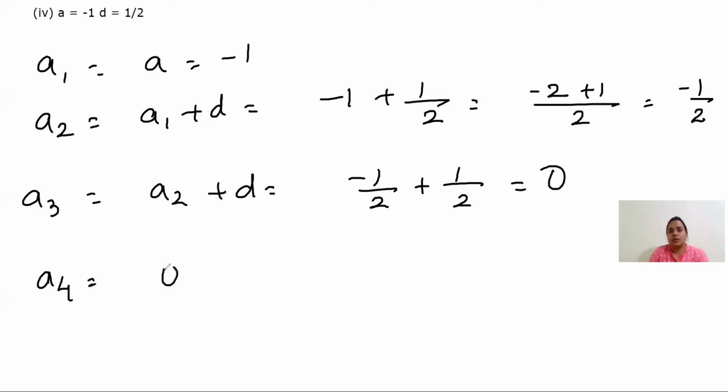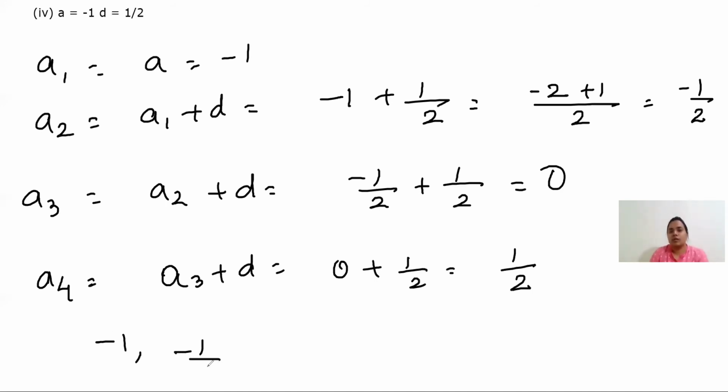A4 is A3 plus D, 0 plus 1 by 2, that is equal to 1 by 2. Our 4 terms are minus 1 by 2, 0 and 1 by 2, and we'll go on and on and on.